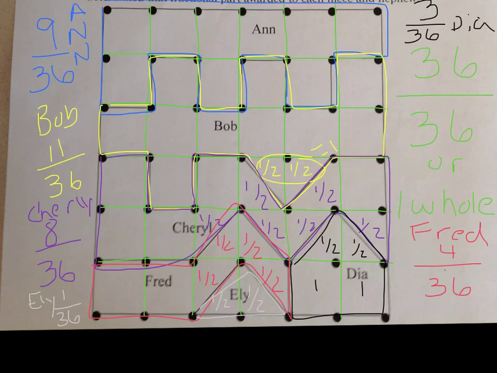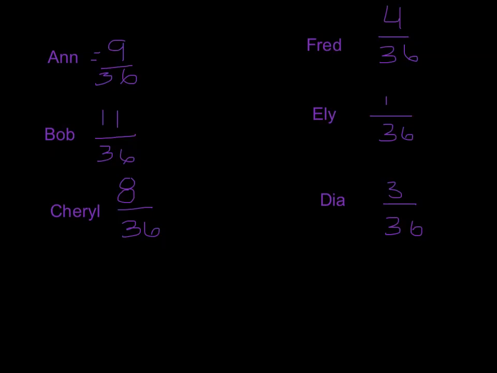Now I'm going to go to the next slide so that I can write all of these out and I can compare who has the most. So to review, I found that Anne had 9/36, Bob had 11/36, Cheryl had 8/36, Fred had 4/36, Eli had 1/36, and Dia had 3/36. Although I know that I could reduce a few of these fractions, I want to keep them as their fractional pieces so that I can compare them. As I'm looking, I can see that Bob has the most, followed by Anne, then Cheryl, then Fred, Dia, and Eli.